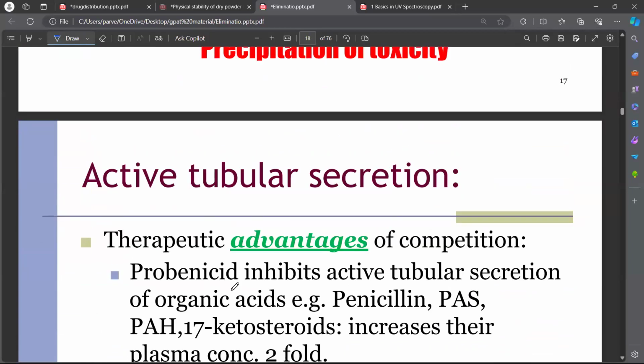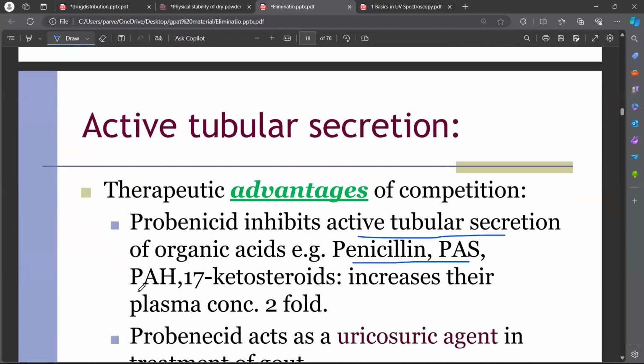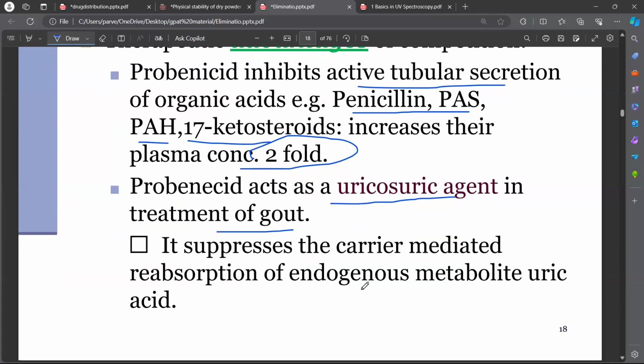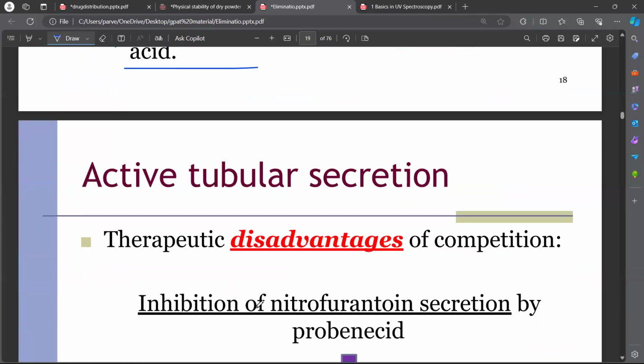Here probenecid inhibits the active tubular secretion of organic acids like penicillin, para-aminosalicylic acid, para-aminohippuric acid, and 17-ketosteroids, and increases plasma concentration by 2-fold. That's why probenecid also acts as a uricosuric agent used in the treatment of gout. It suppresses the carrier-mediated reabsorption of endogenous metabolites like uric acid. So probenecid acts as a uricosuric drug because it inhibits the reabsorption of uric acid.